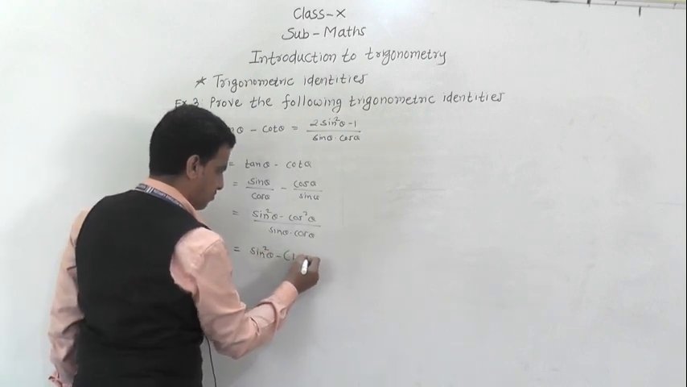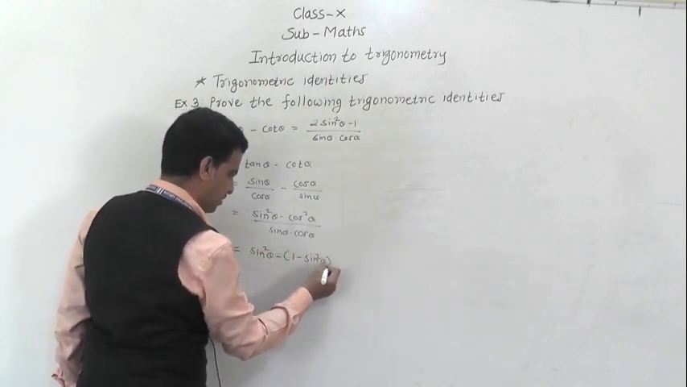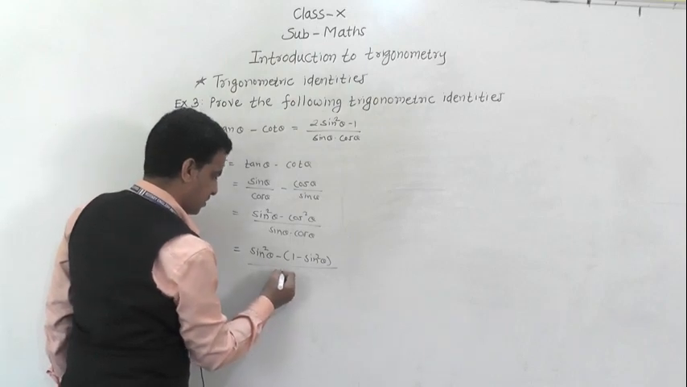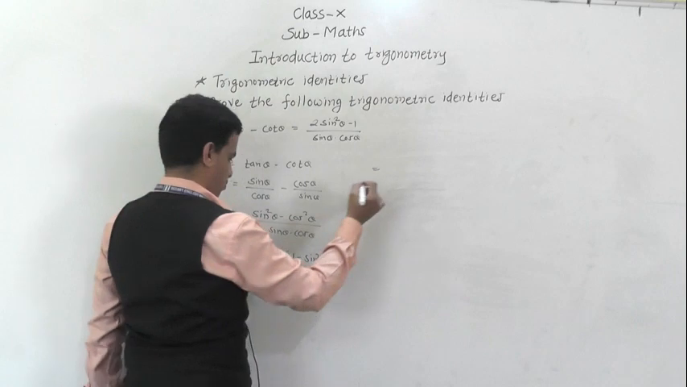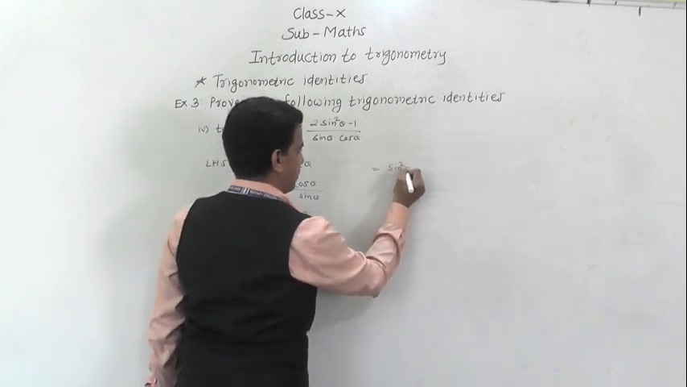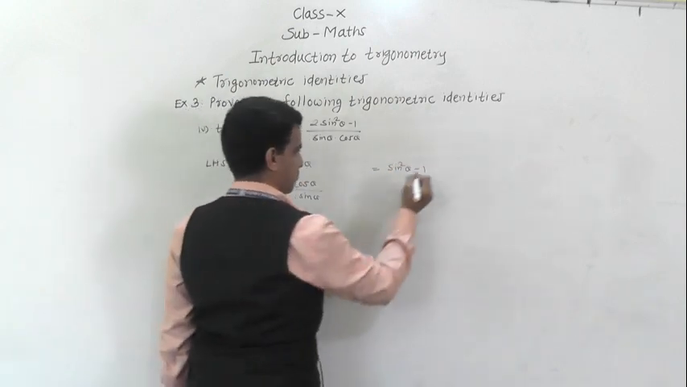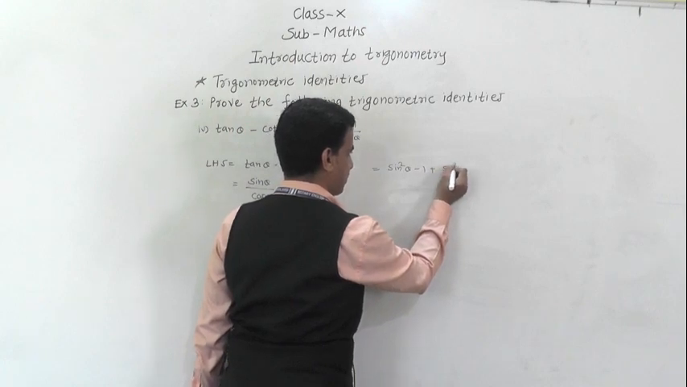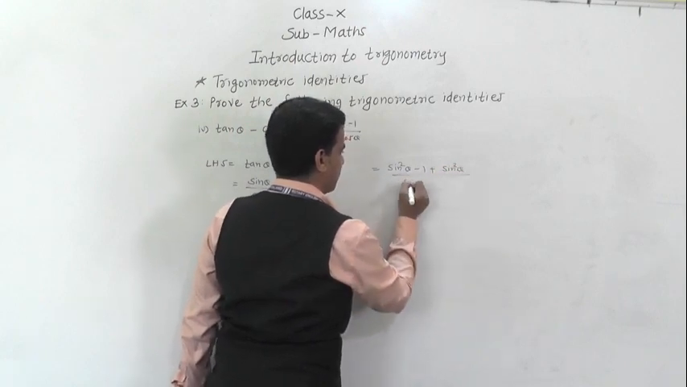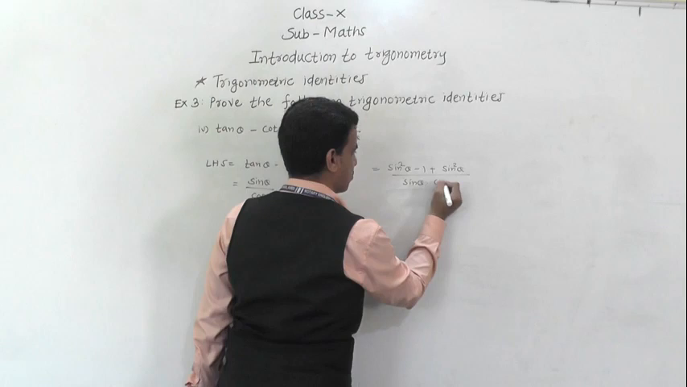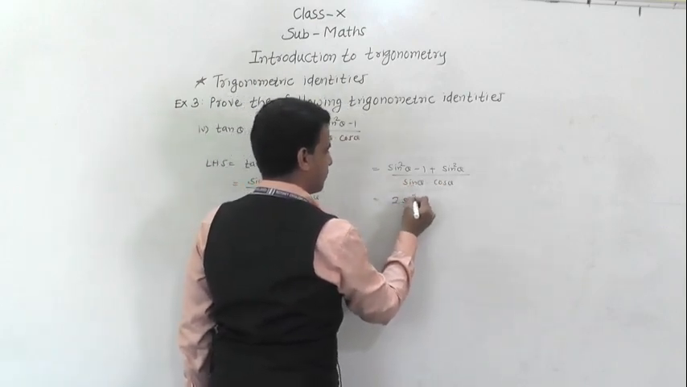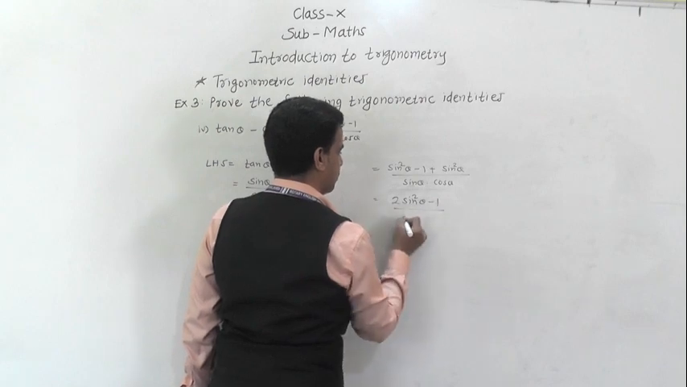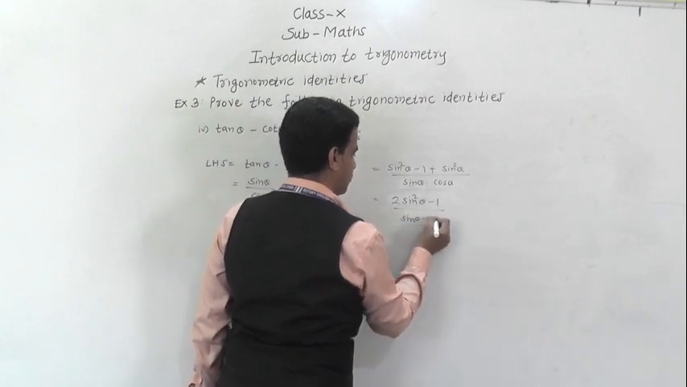minus (1 minus sin square theta) divided by sin theta into cos theta. Okay, so sin square theta minus 1 plus sin square theta divided by sin theta into cos theta. So we have 2 sin square theta minus 1 upon sin theta into cos theta.